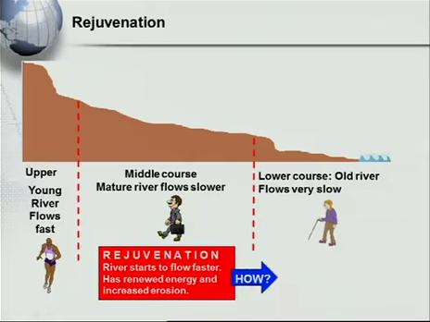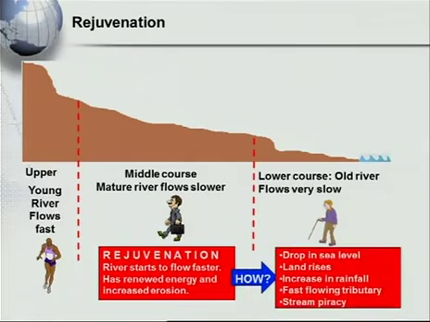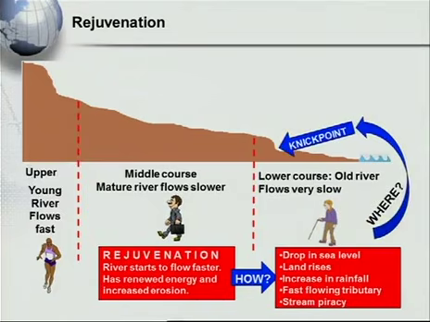Right, now, how does this happen? You must be able to mention the following. Drop in sea level, the land rises, an increase in rainfall, a fast-flowing tributary and because of stream piracy. That will increase the river speed and you will get rejuvenation, right? The place where it takes place is called a nick point. That is where the rejuvenation takes place, the nick point, okay?